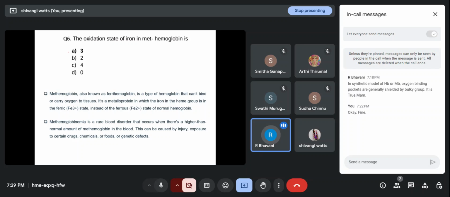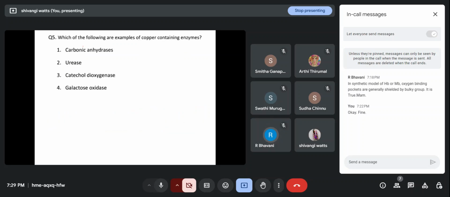Ma'am, previous question, please once again. I'll explain, ma'am. Which question? The copper enzyme, ma'am? Yes, ma'am. The question is about the copper containing enzyme, right? Which of the following is a copper containing enzyme? So what about carbonic anhydrase? It is a zinc containing enzyme, right?